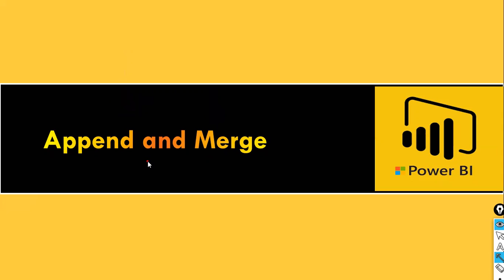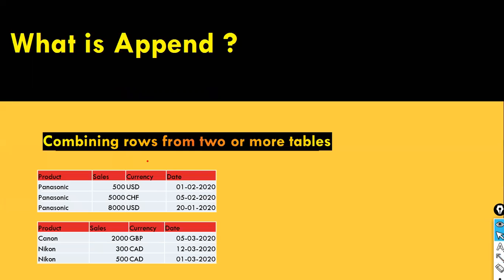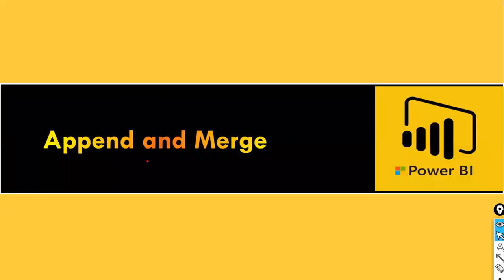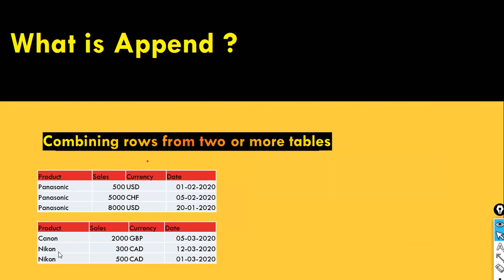First, we'll start with append. Look here. You have 2 different days or 2 different weeks of data available in 2 different files, so you need to combine these two into a single file. Let me just show you here. Each file has three records. After you combine these two, the 6 records will be in a single file.